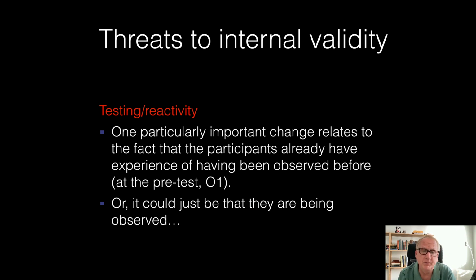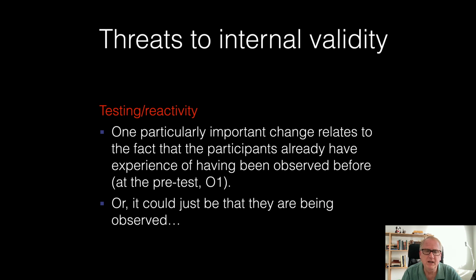So sometimes people just get rid of the pretest altogether. They don't ask them what it was like at O1, and they just go ahead and have them do the experiment and then look at O2, the time after they've been manipulated with the experimental variable, and then see if there's a difference between the different conditions.